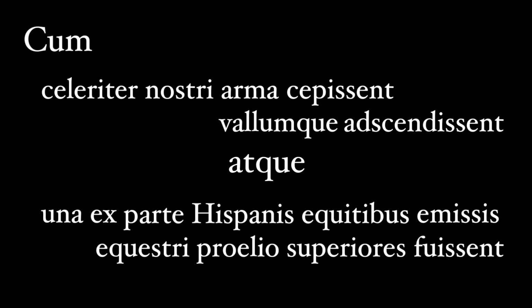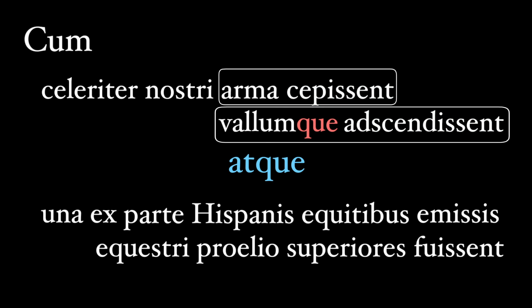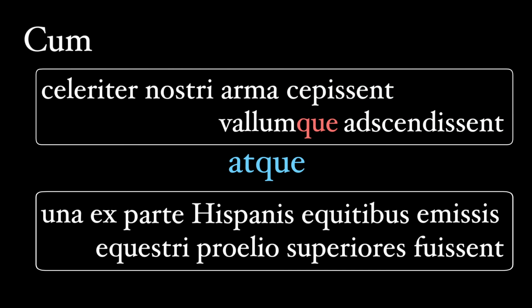We have two main clauses separated by the atque, and then we have two actions of the legionaries, the grabbing of the weapons and the climbing onto the wall, separated by just a -que. And these two clauses are more related than these two clauses, and the -que and the atque reflect that.